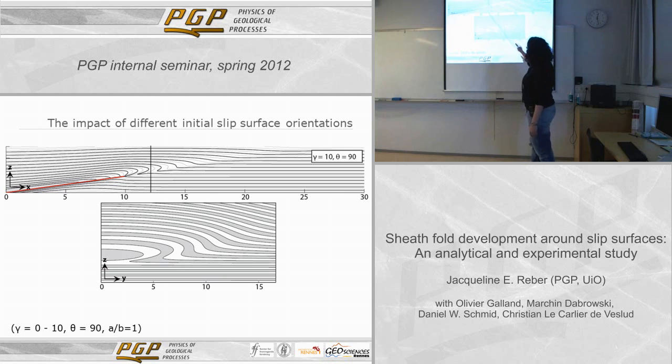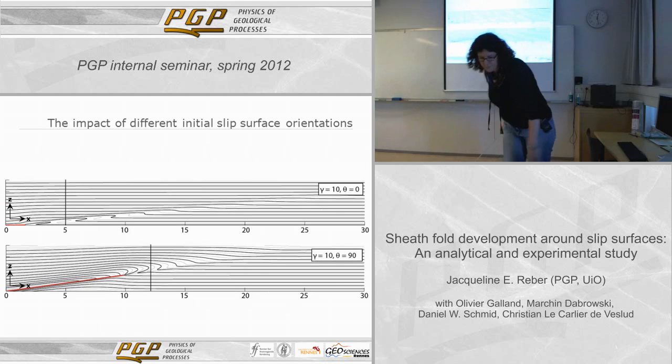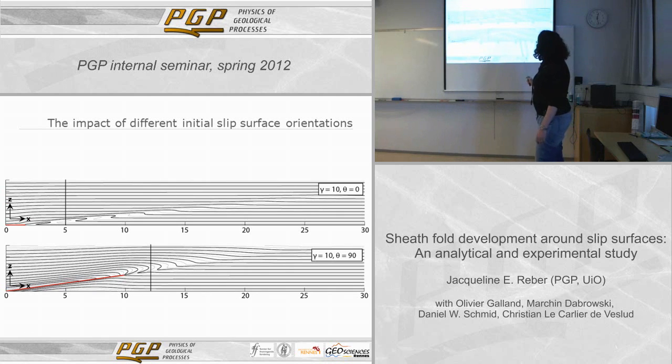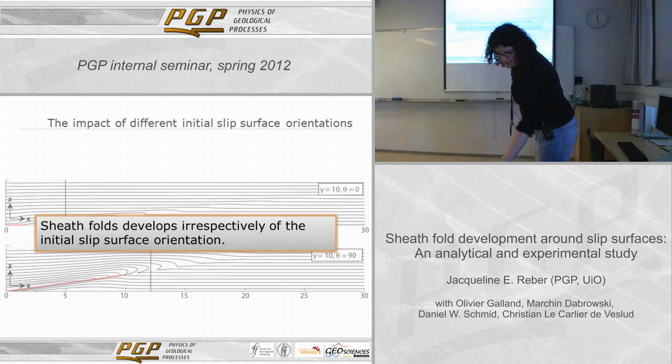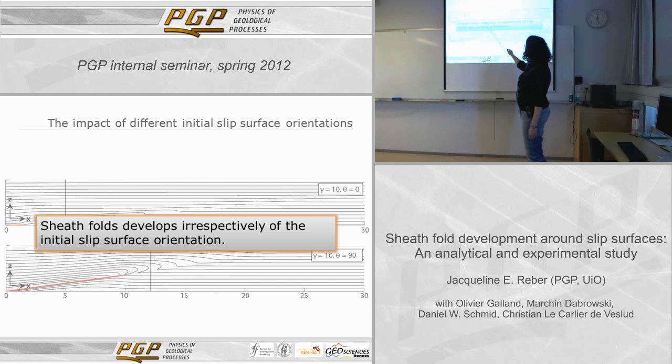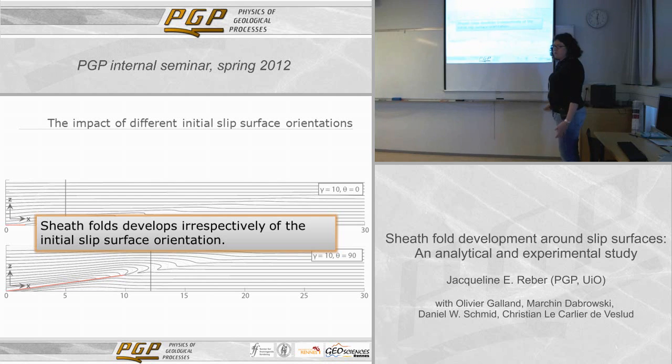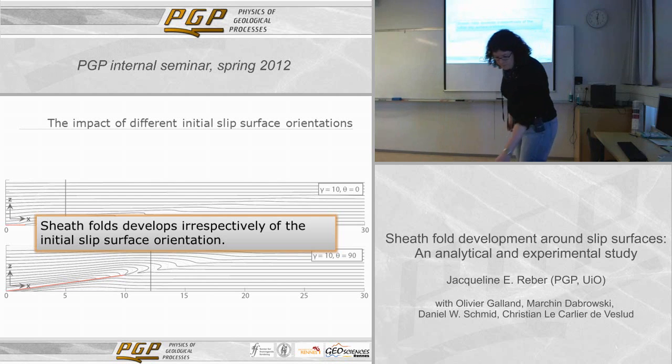If we cut it open again, perpendicular to the shear direction, we again see these closed contours. So it looks like the initial orientation of the slip surface has a little bit of an impact on the actual shape of the things, but it produces sheath folds in any case.